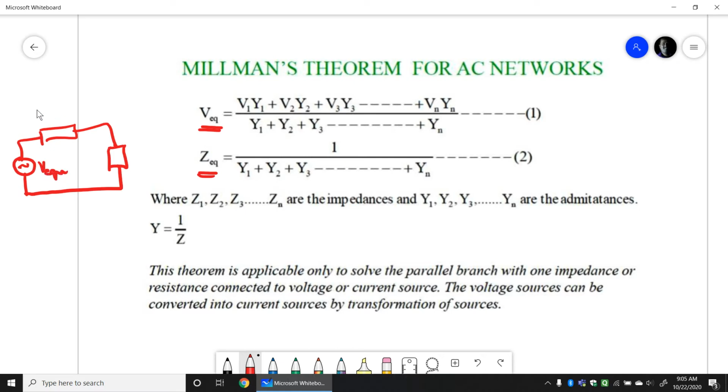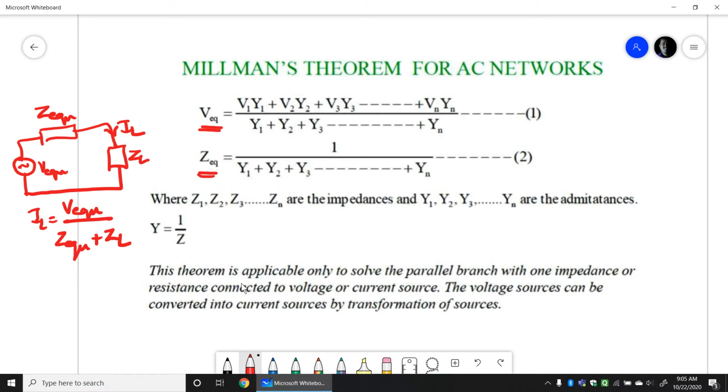So this is what Millman's theorem says. Use these formulas to find V equivalent and Z equivalent, and then you can find the load current we need at the end, where IL equals the total voltage V equivalent divided by Z equivalent plus ZL. This is how we find the load current.